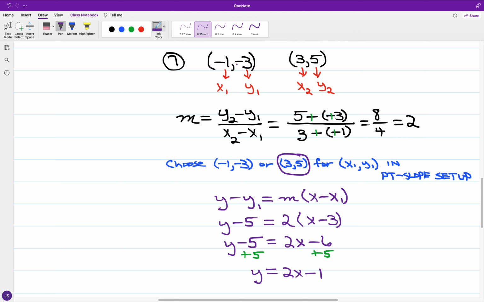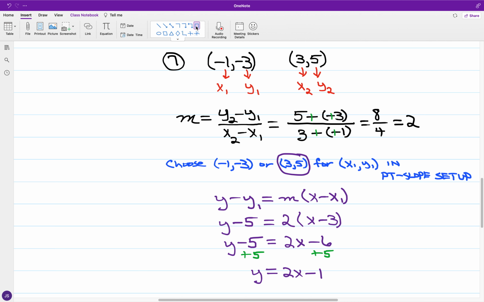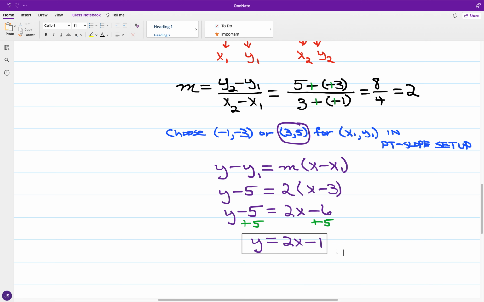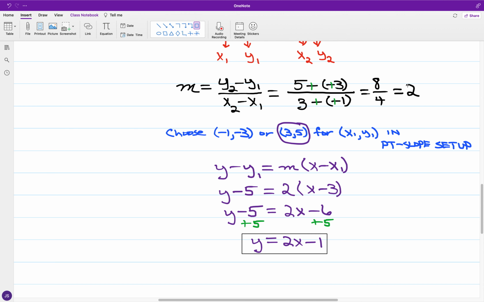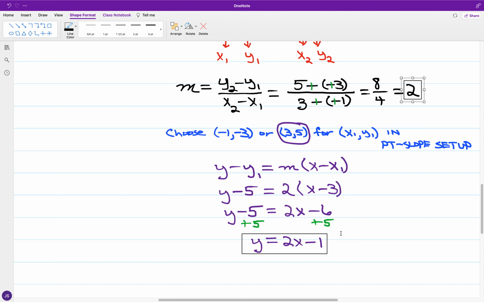And it will also work out for (-1, -3). With y at -3, the left-hand side of the equation is -3, and we want the right-hand side to be as well. So with x at -1, we have 2 times -1 is -2. -2 minus 1 is also -3. And so that will check out. And so y equals 2x minus 1 is this slope-intercept equation, and again, the slope from earlier is 2.